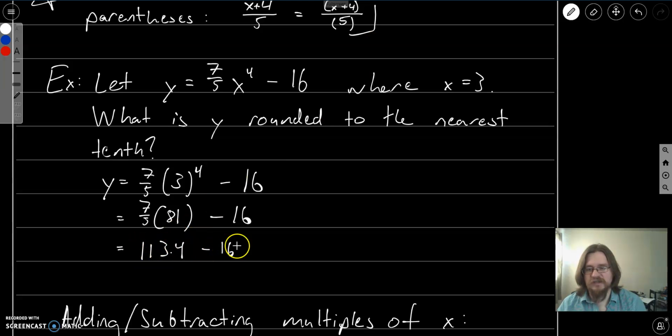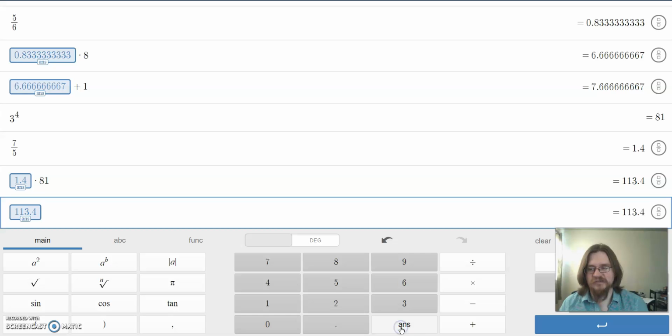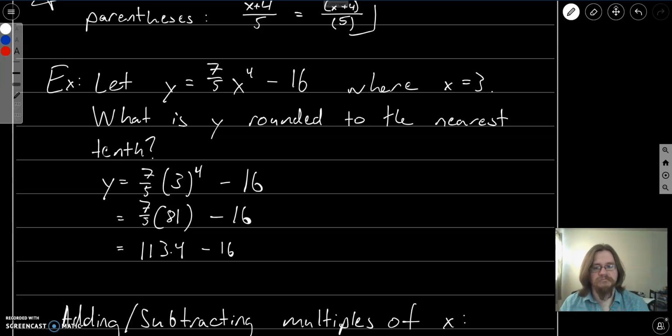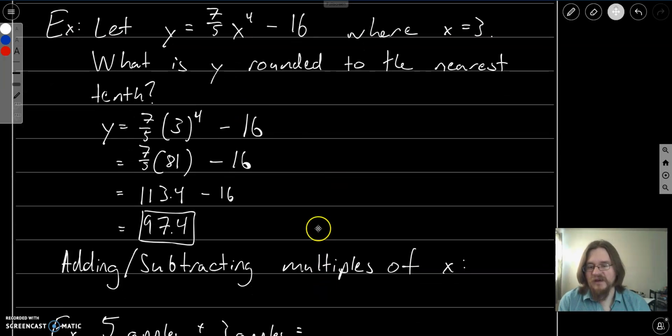And we're going to subtract 16. And again, I can come back to the calculator. If I want 113.4, it is the last thing there, so I can click answer. And I will subtract 16. Enter. Gives us 97.4. Which luckily is rounded to the nearest tenth already. So I don't have to do anything. And there is my answer. Cool, so plugging in a number works exactly how you might expect.